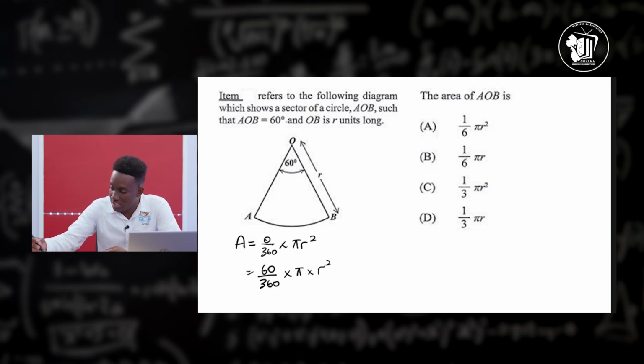So we see the answer here was broken down, so we need to break down this here. This 0 cancels with that 0. 36 divided by 6 is 6. So this will be equal to 1 over 6 pi r squared, which is simply equal to A.